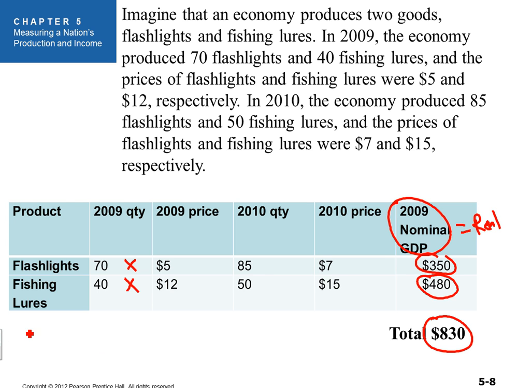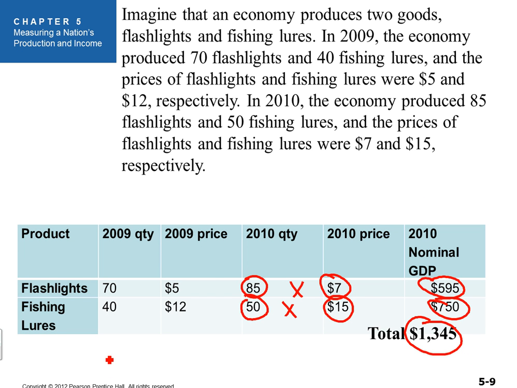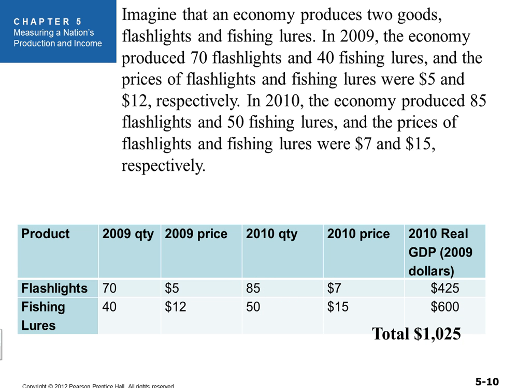Now, if we weren't careful, we would say that we had an increase in GDP from 2009 of 830 to 1,345. But that would be exaggerating because this doesn't take into account that the prices went up in 2010. So to really compare the actual production between the years, what we would have to do is take the production in 2010 and use 2009 dollars to actually look at, in real terms, what is 2010 GDP.